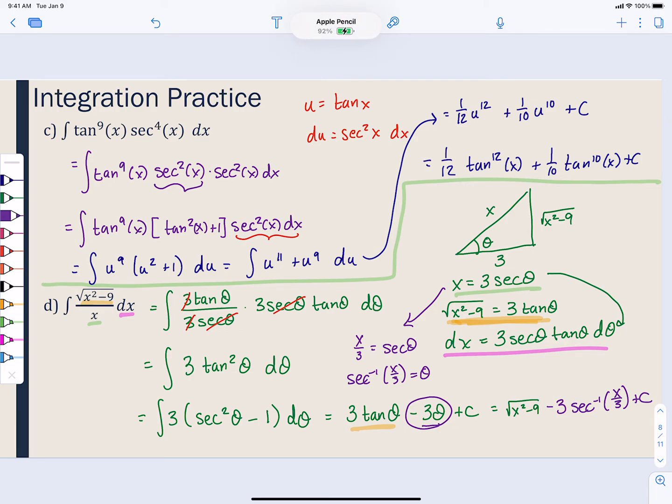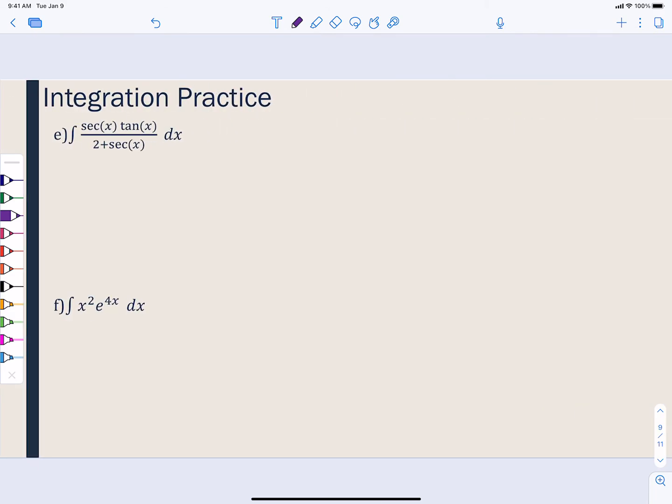All right, let's take a look at the next set of integrals that we have. All right, so again, I'll pause here for a second.